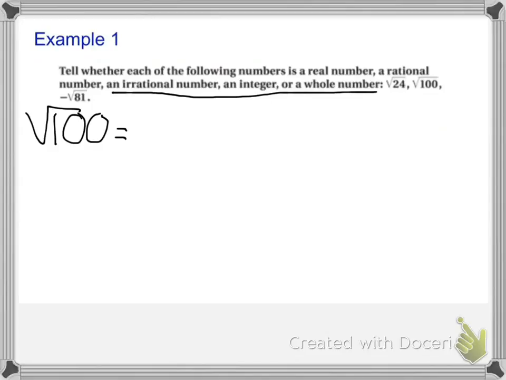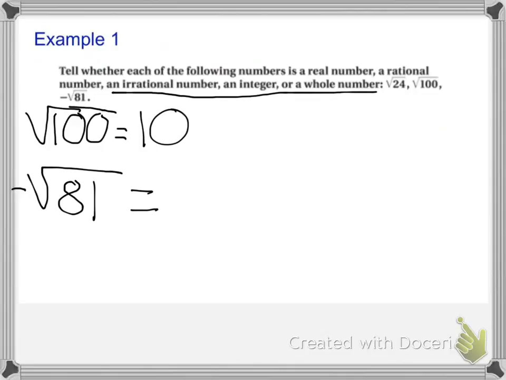Hopefully you all know the square root of 100 is 10. Now, the square root of 81 is equal to 9, but if you pay attention to this negative sign outside, you have to bring it over and make 9 negative. Just remember that. Pay attention to the signs out there.